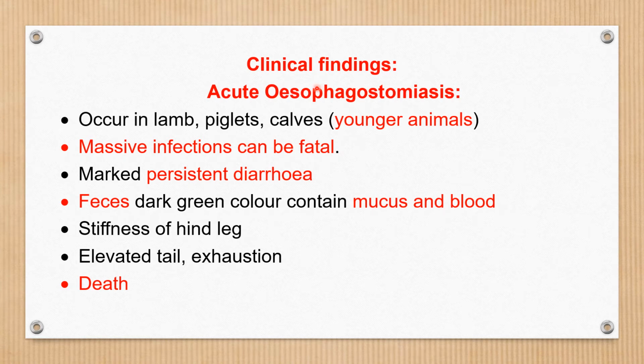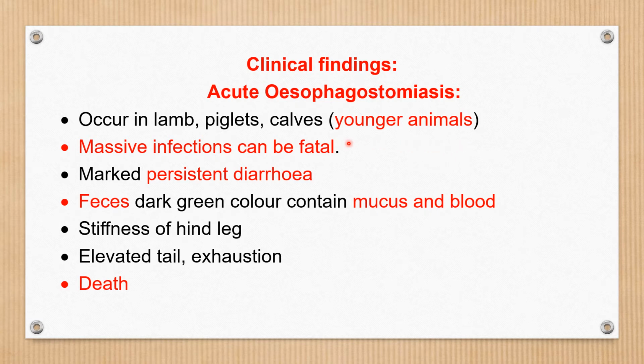Important part of the disease, clinical findings. Acute esophagostomiasis symptoms. If you have studied the pathogenesis thoroughly, it is easy to understand acute and chronic findings. These acute cases occur in young animals, lambs, piglets, and calves. So younger animals are more susceptible.